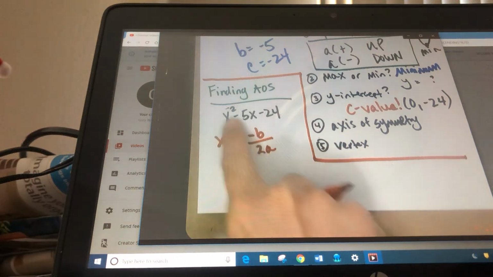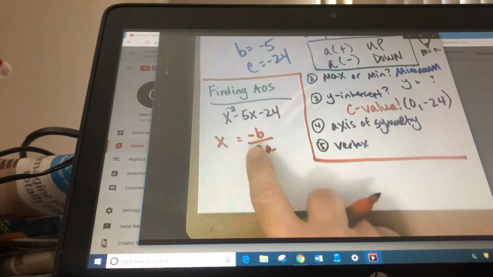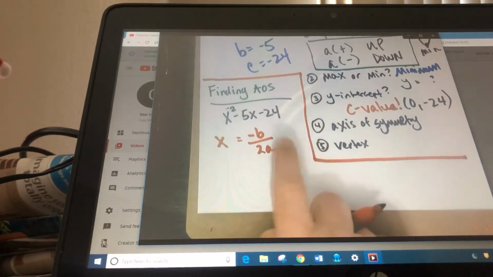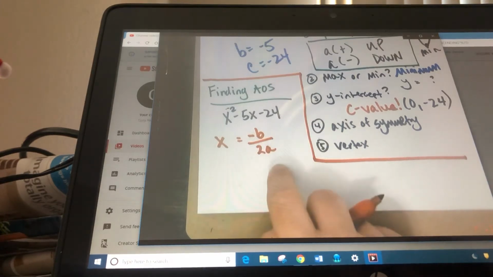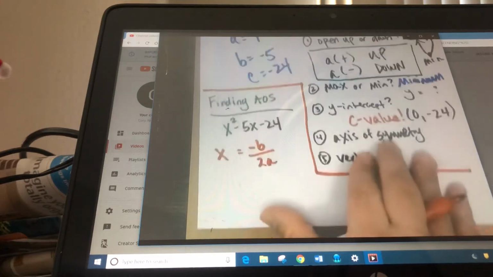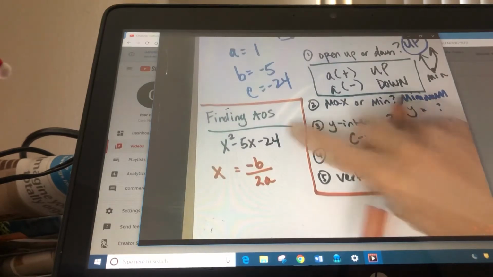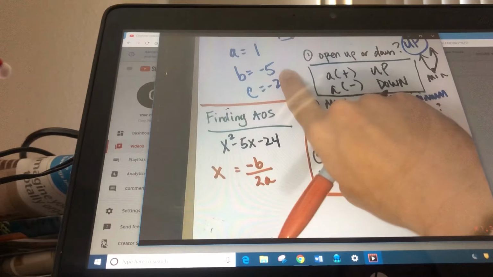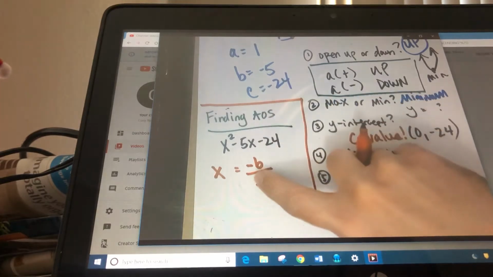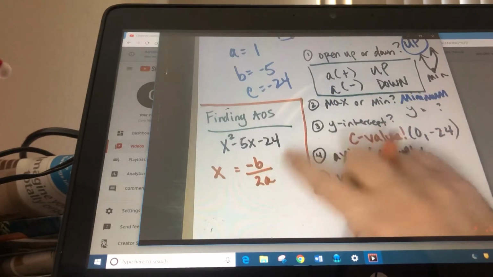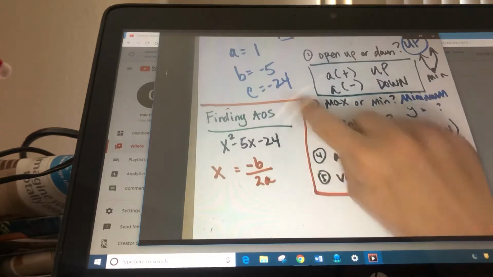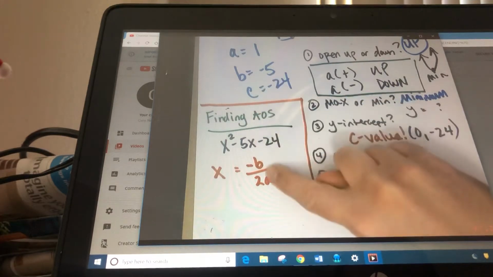Which is called the axis of symmetry, we simply plug in a and b into this little equation. You just got to remember it, write it down. Opposite of b over 2a, so let's do it. And if you remember here, b is negative 5, right? So remember, mathematically, this isn't negative b, it means opposite of b. So if b is negative 5, what's the opposite of b? 5.